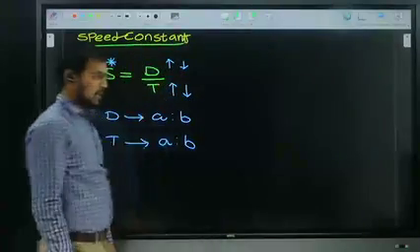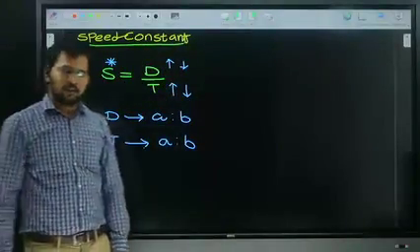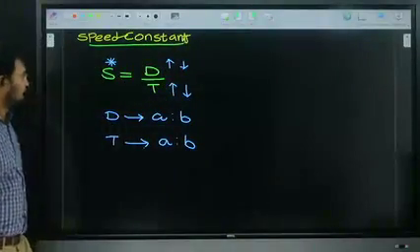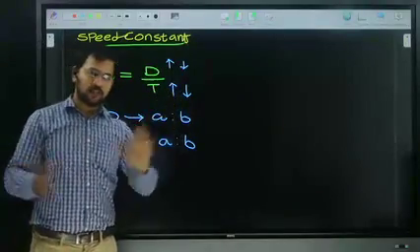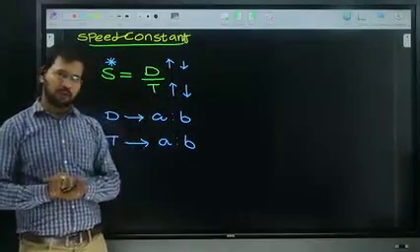So now it is the speed constant method. I already told you, whenever speed is constant, distance and time are directly proportional to each other.